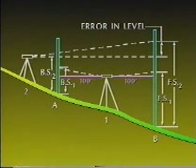The level is turned and the fore sight reading, FS1, is taken on the rod at point B. This fore sight is subtracted from the level elevation to give the elevation of point B. The level is then moved and set up at point 2, a short distance from the back sight point A.